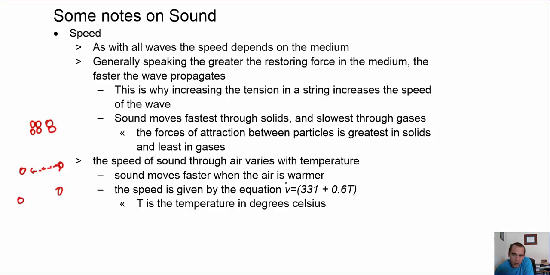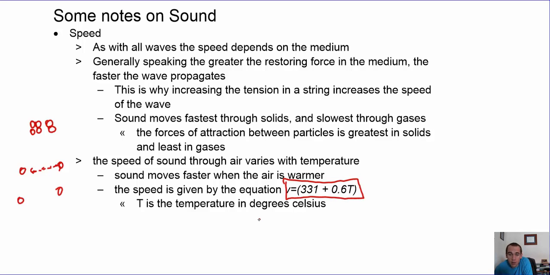And we actually have a quick little equation that gives us a pretty good estimate of the speed of sound in normal temperatures, somewhere between minus 10 degrees Celsius and 50 degrees Celsius. This equation ought to give us a fairly good result. So what we have is 331 plus 0.6 T, where T is the temperature in degrees Celsius. That gives us the speed of sound.